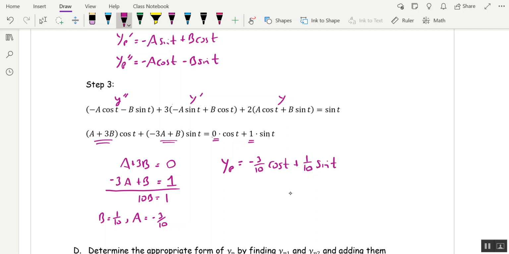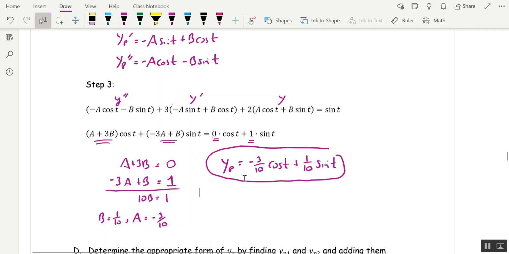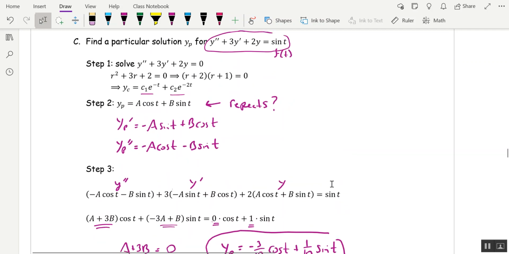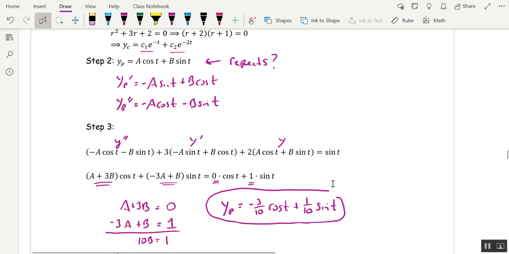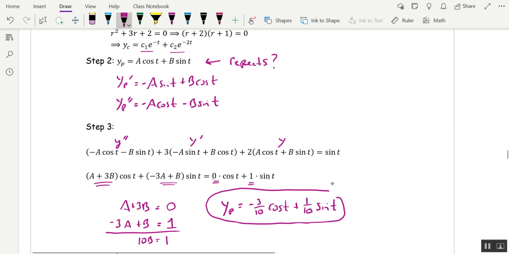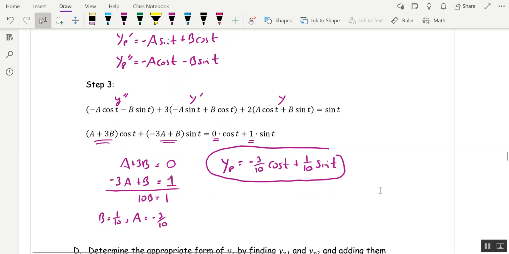Okay, so there's my yp, and then I go back again to the top and I read what was asked for, because at this point I've forgotten, did I want the particular solution or did I want the general solution, or did I want both? So reading, find a particular solution. So that's all we had to do, is find yp. No big deal. If I had wanted the general solution, it would just be more writing. I would take yp and add it to yc. Okay, so there's an example of each of the three.